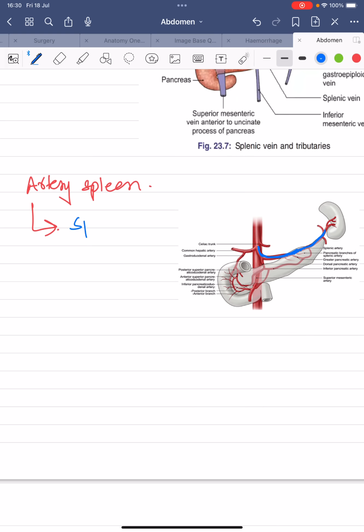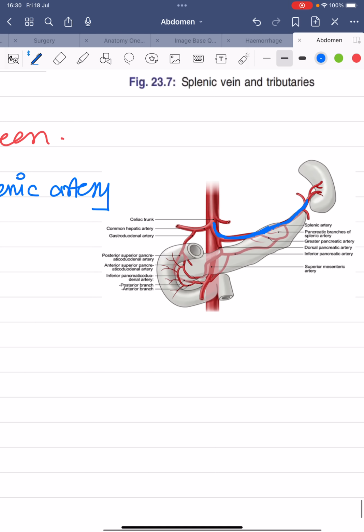So the splenic artery is giving blood supply to the spleen. Please remember, the splenic artery comes out from this branch of the abdominal aorta that is known as the celiac trunk. The celiac trunk has three branches.